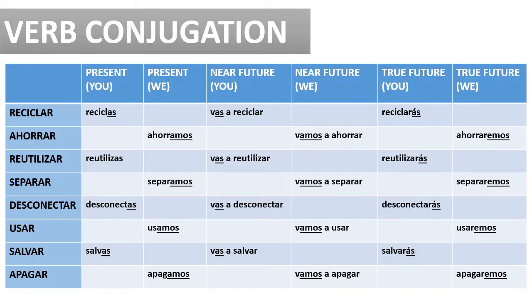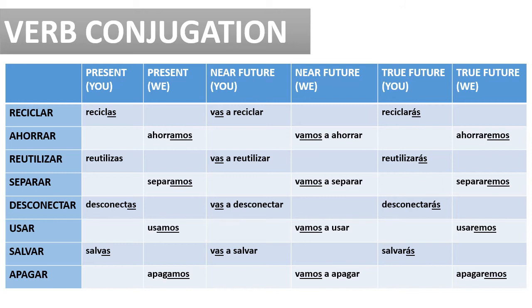On this slide, what I've done is given you a table with different tenses. Now I've given you the present tense, the near future tense, and the true future tense, which is what we have just worked on on the previous slide. I have given you 8 different verbs, 8 different infinitives on the left hand side: to recycle, to save, to reuse, to separate, to disconnect, to use, to save, and to turn off.